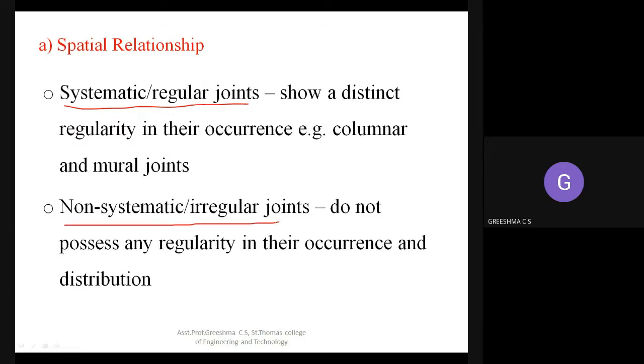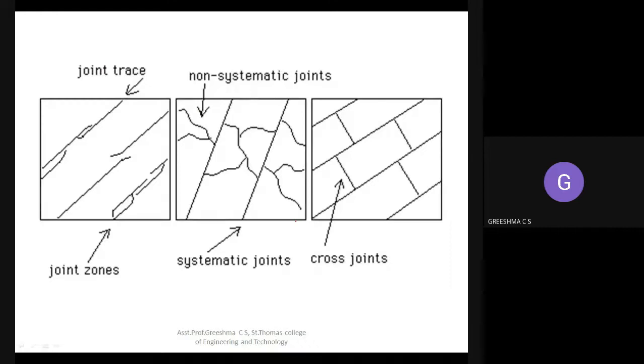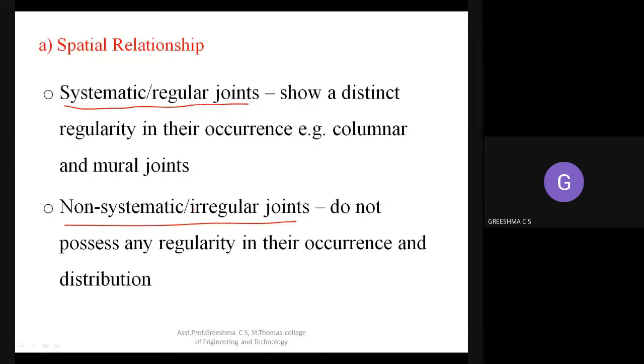We can study them combined. Systematic means it will show a distinct regularity in their occurrence. Okay, like this. So this is a systematic joint. You can see here, these two are systematic joints. Joints which show a regular pattern, like column joints or mural joints. It will show a systematic pattern like this.